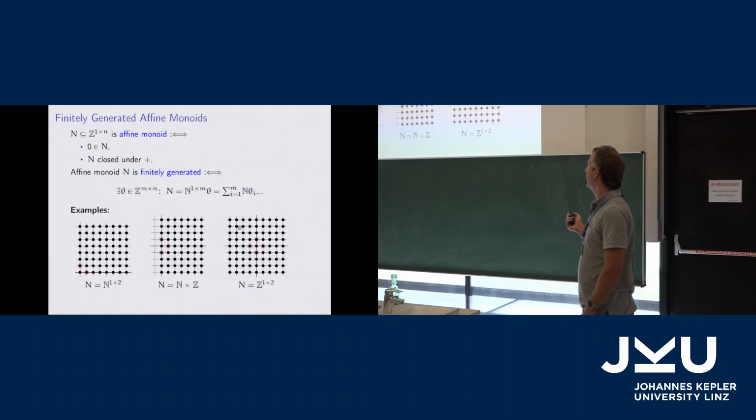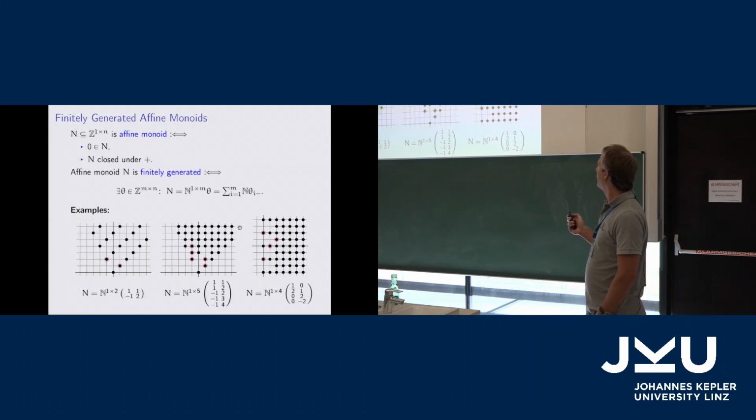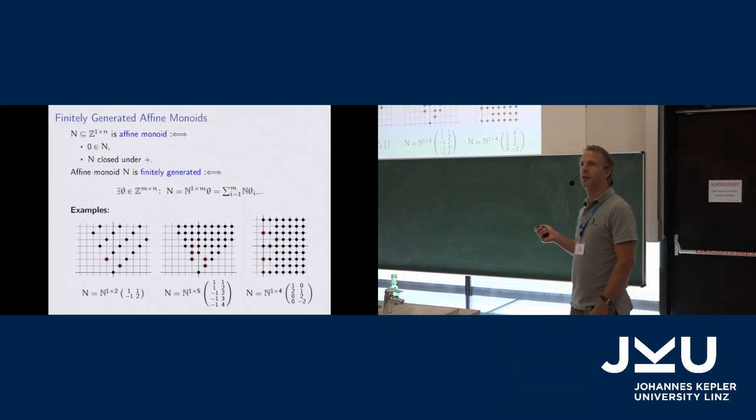Let's take a look at some examples. The generators are circled in red. We have the quadrant, the half space, and the full space. And we have also more complicated shapes where some holes may appear. So I think this looks general enough such that the problem should be included there.